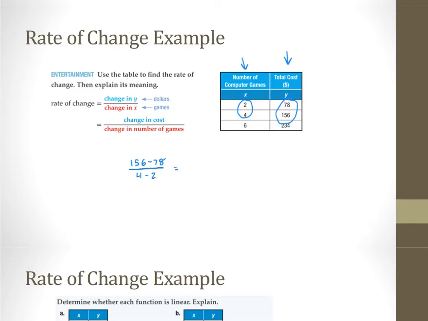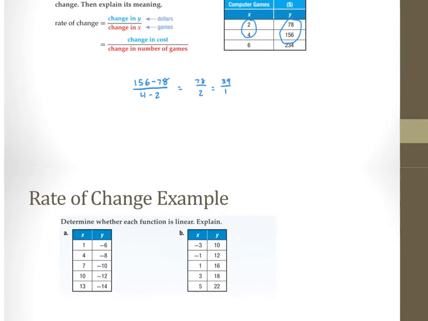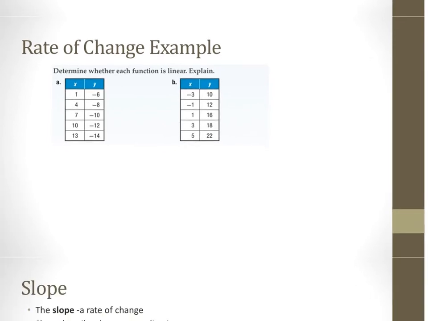So 156 minus 78 is 78. 4 minus 2 is 2. When you simplify this, which you can simplify further, you have 39 over 1. So the rate of change for this graph is 39 over 1. Let's go on to some other examples.